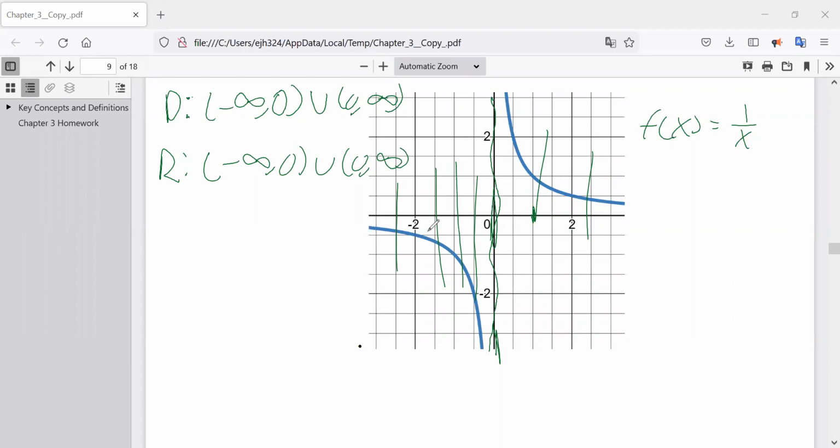And it's a little bit weird because as you spike off to positive and negative infinity, you get closer and closer to 0, but never actually touch it. And then as x gets to 0, it spikes off to positive and negative infinity. But again, you can't actually reach those values.